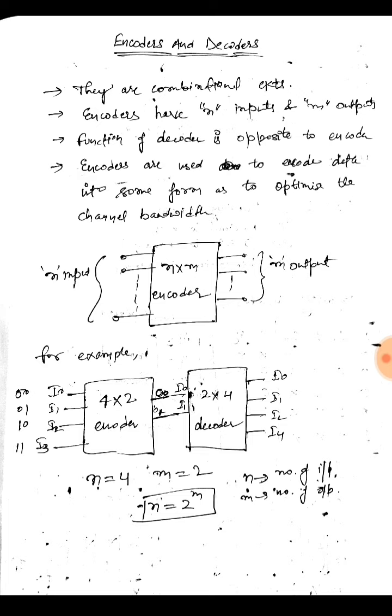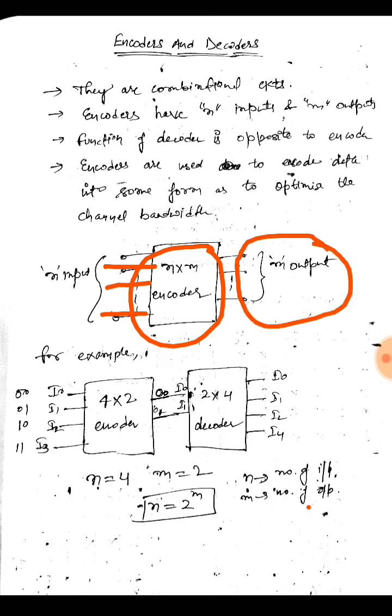So encoders are basically used to encode data in some form so as to optimize the channel bandwidth. Using encoders, we will decrease the number of bits to transmit a particular set of data. For example, if I have n inputs and this is my n is to m encoder, so there would be m outputs. Okay, n inputs are given to the encoder and it will give m number of outputs.